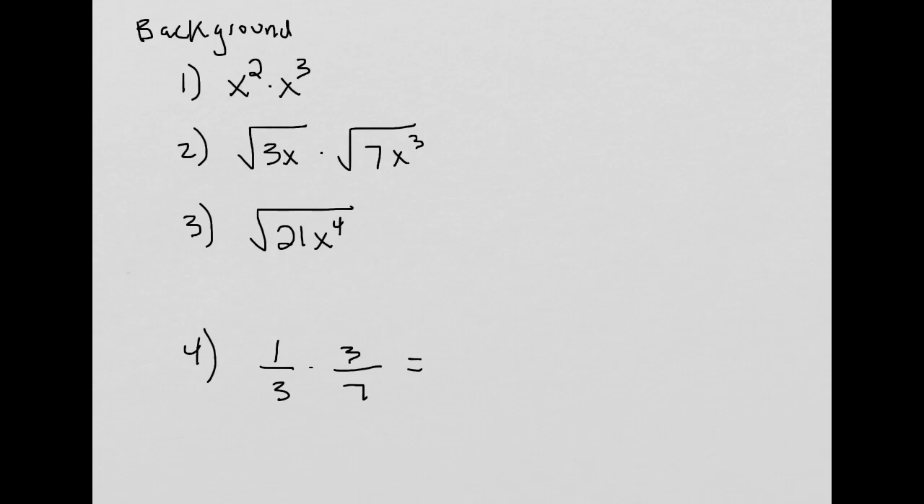If I have something like x squared times x to the third, remember that we're adding our exponents to simplify. So in this case, we would end up with x to the 2 plus 3, or x to the fifth is another way to say that.